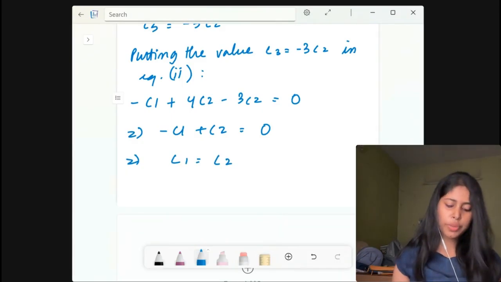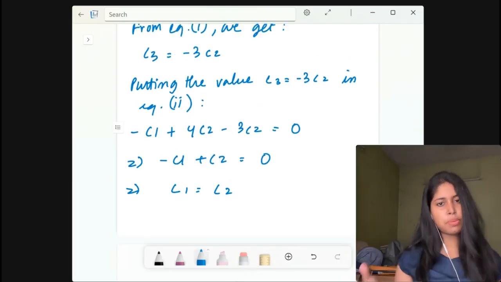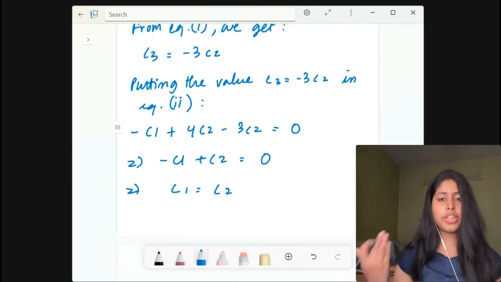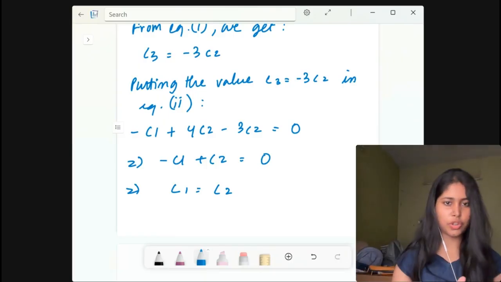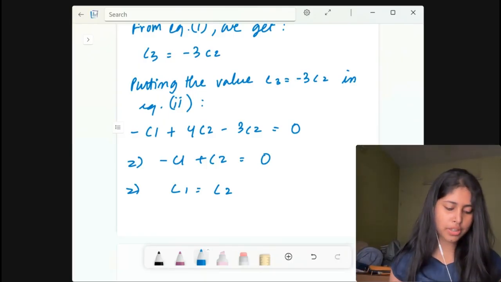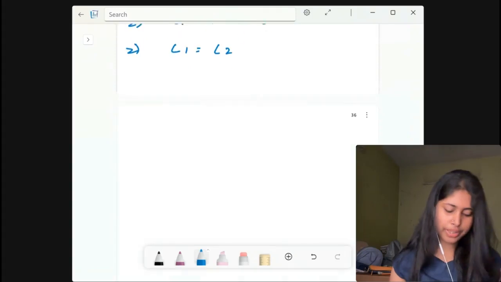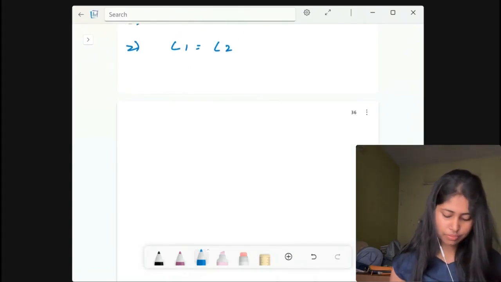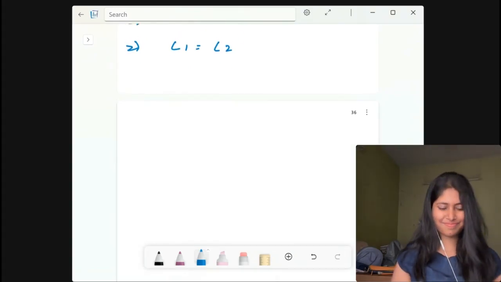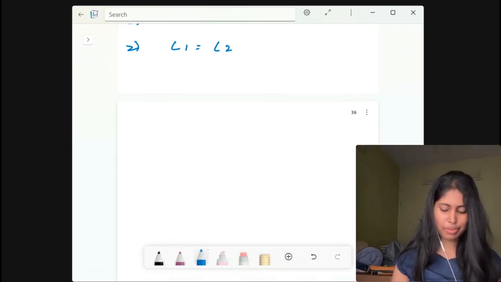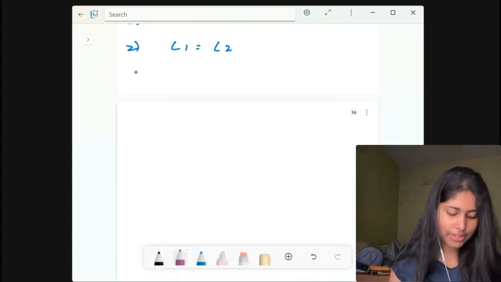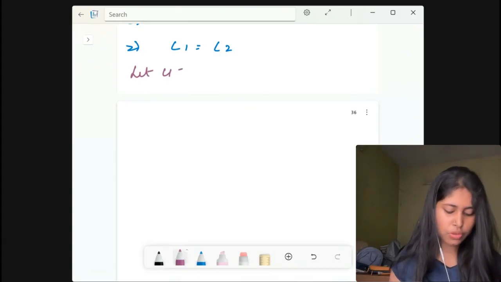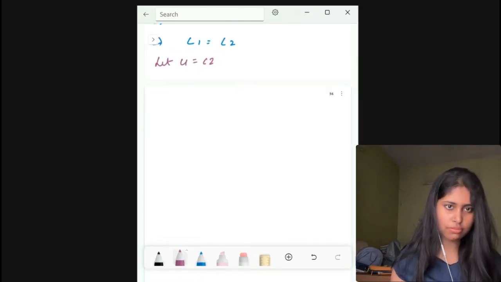All right, so we have got the relation between C1 and C2, and also the relation between C1, C2 and C3, right? So now we will consider C1 and C2 to be K. Okay, my pen is giving me a little bit of trouble now. Yes, let C1 is equal to C2. I'm sorry.